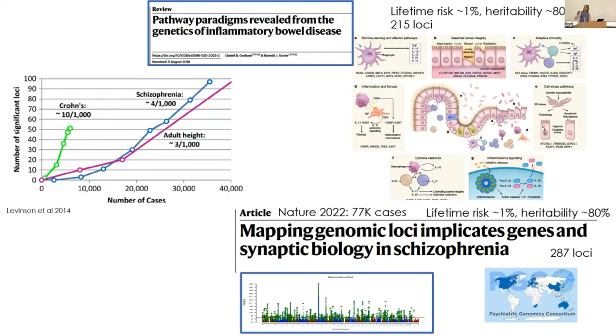In contrast, we've got the Psychiatric Genomics Consortium paper last year, which now has 77,000 cases. We've got 287 loci. Again, we try to interpret those results with post-GWAS analyses and interpret them in terms of synaptic biology. But I would say the interpretation is, for me, less clear than this example of inflammatory bowel disease.